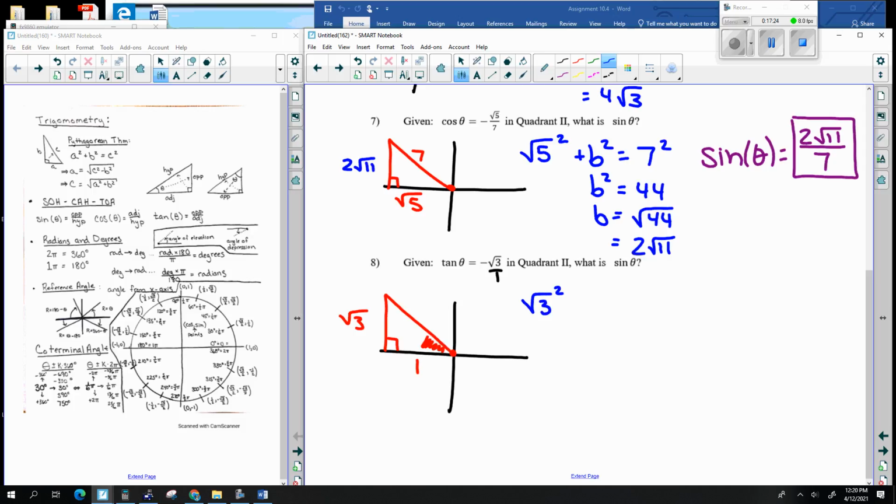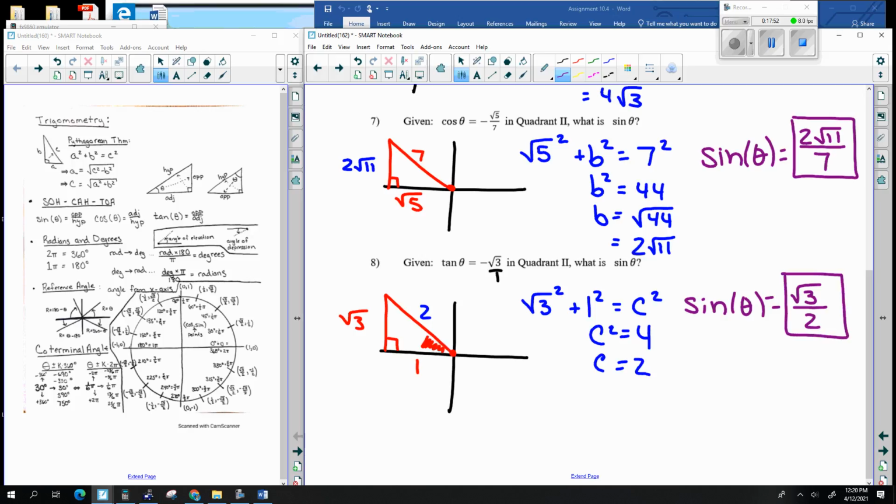So a squared, that's going to be 3. B squared, that's going to be 1. So this is 3 plus 1. It's going to be equal to c squared. So c squared is equal to 4. C is ultimately equal to 2. Okay, they want to know what is the sine. So the sine of my angle is the opposite over the hypotenuse. Sine is positive in quadrant 2. That's as good as it gets.